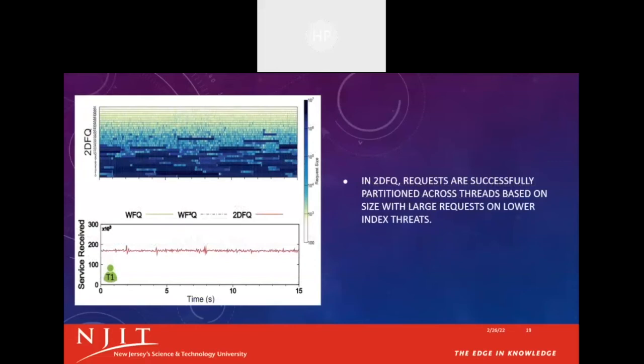We can look at the thread occupancy over time across all tenants. In 2DFQ, we can see that requests are successfully partitioned across threads based on size, with large requests on lower index threads.